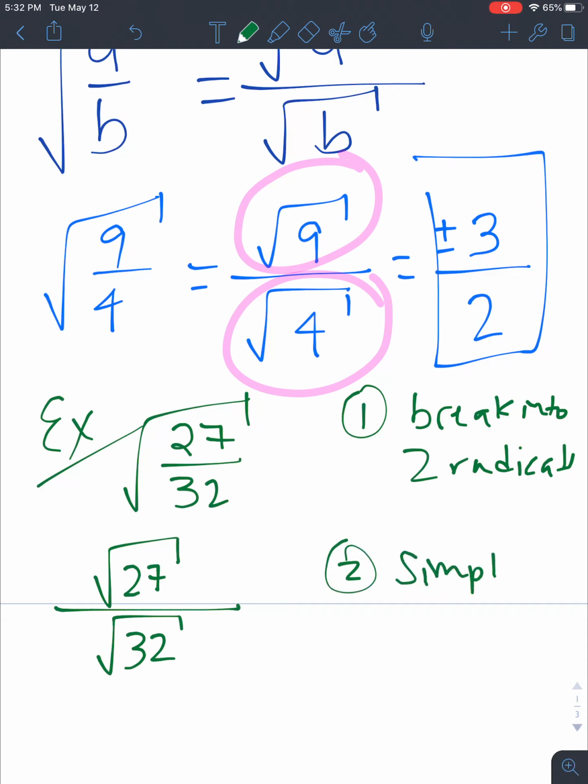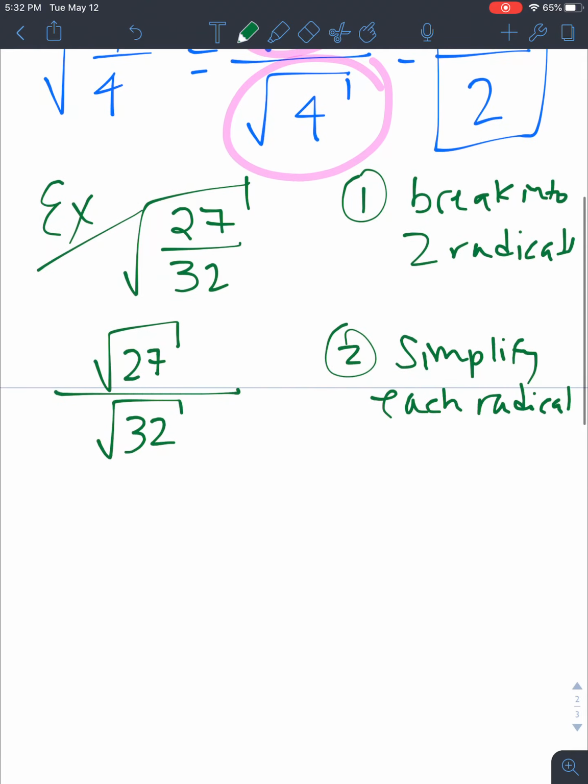Step 2, simplify each radical. In our top example, the square root of 9 simplifies super easy, and so does the square root of 4. But you're not always working with easy things, are you? So let's go ahead and try out a harder one, right? So we've got the square root of 27 divided by the square root of 32. We're going to simplify each of them individually.